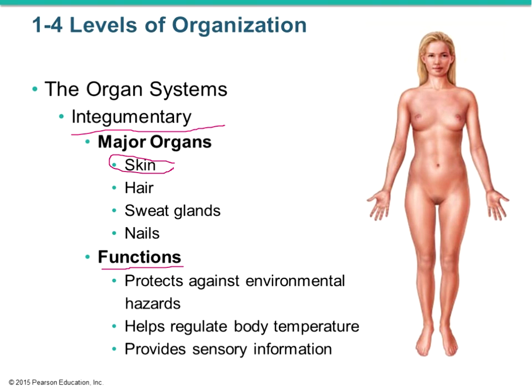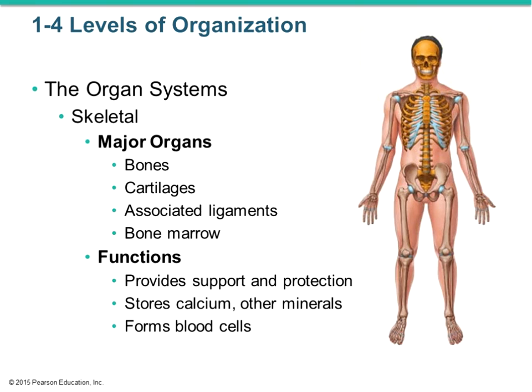So like our skin, right? Our outer surface of our skin is essentially designed to protect us from environmental pathogens and hazards that could potentially enter our body. It can also help regulate body temperature and provide sensory information. So this is the integument. This is our first organ system.